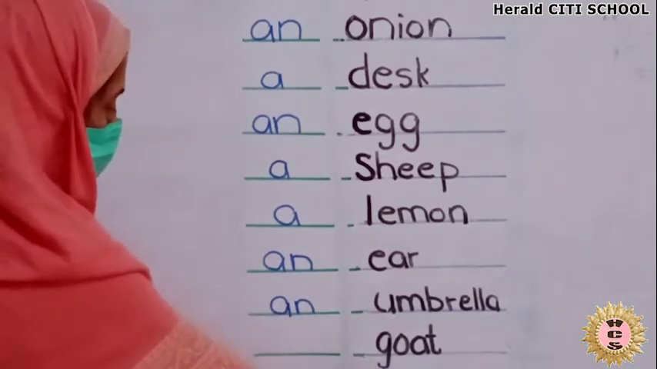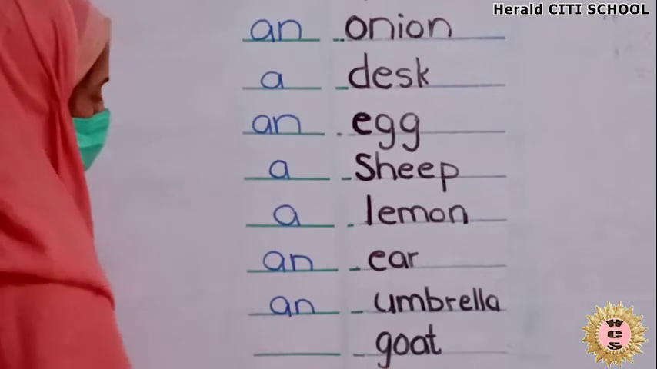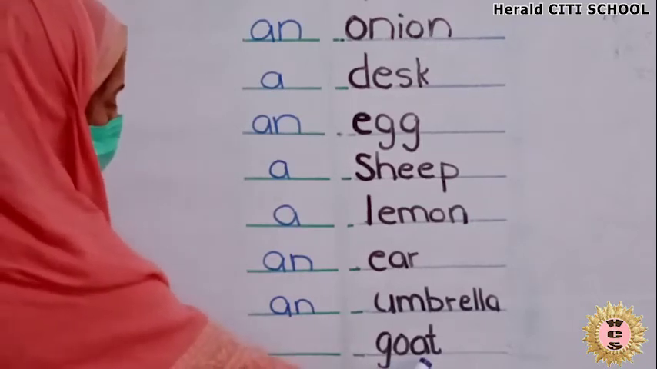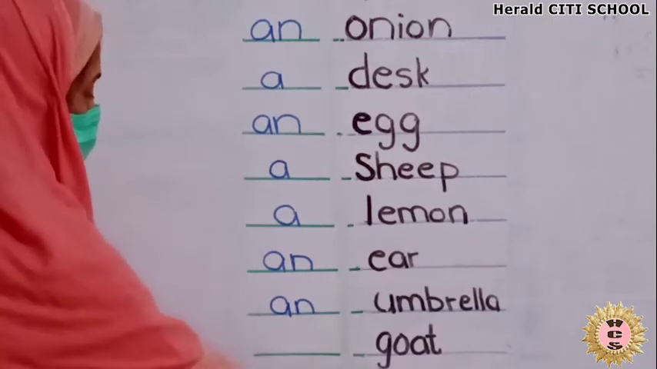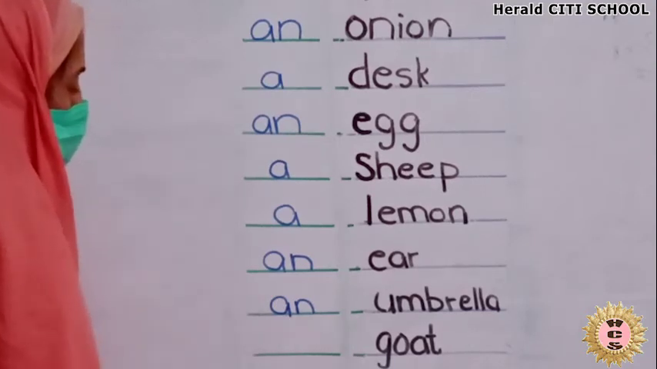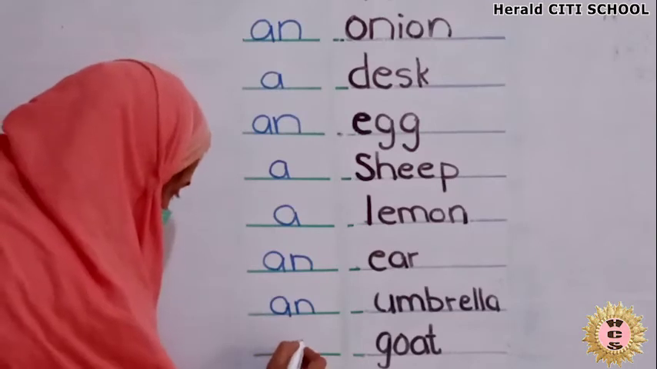This is goat. G-O-A-T, goat. And this word starts with G, and G is a consonant. So we will write here A.